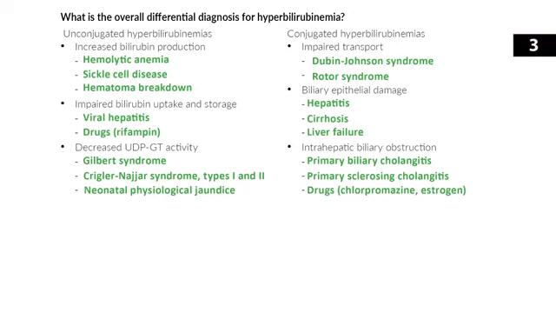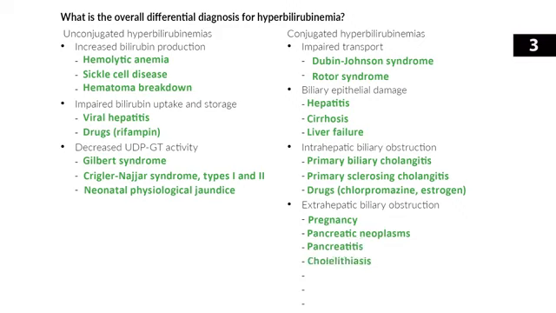You can also have extrahepatic biliary obstruction, either from pregnancy, pancreatic neoplasms in the head of the pancreas, pancreatitis, cholelithiasis, cholangiocarcinoma, which is a cancer of the bile ducts, choledocholithiasis, which are gallstones that are impacted or blocking the bile ducts. We'll talk about that shortly too. And finally, biliary strictures or narrowed areas of the bile duct as seen in primary sclerosing cholangitis.